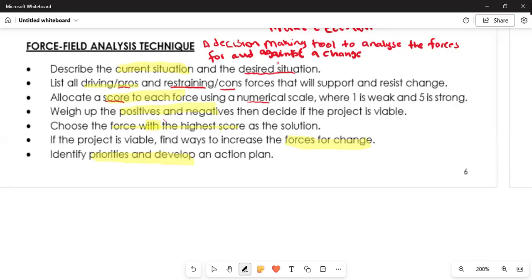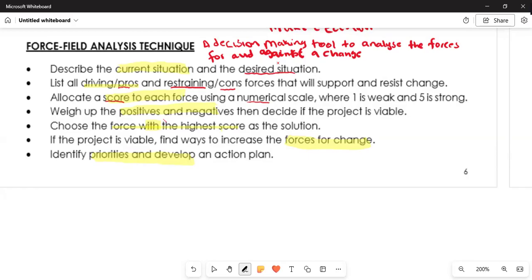But moving to restraining, which are the cons, the negatives, we can say high initial investment cost is going to score 5. Staff resistance to change is going to score, let's say, 3. And need for training scores 2. So that is how we are going to put it with the scores.